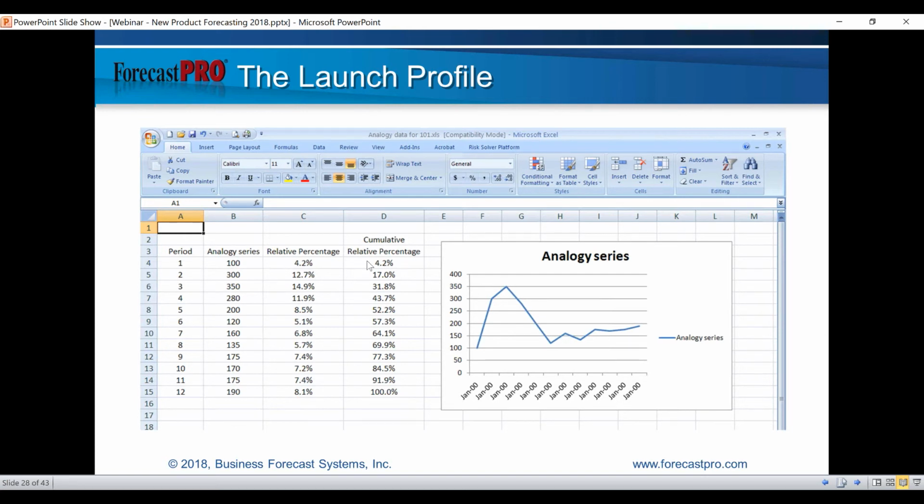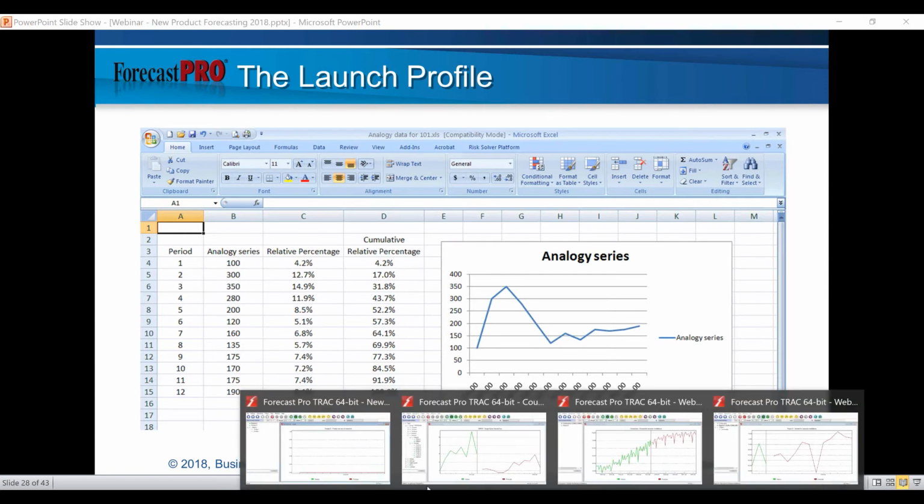And then over here, we have a cumulative relative percentage. If we look at this 31.8% for month 3, that means that within the first 3 months, we saw 31.8% of the total first-year sales. The reason we're focusing on this is that it's going to be very relevant when we start thinking about estimating launch profiles as we see data come in for a new product launch. So let's jump to an example.